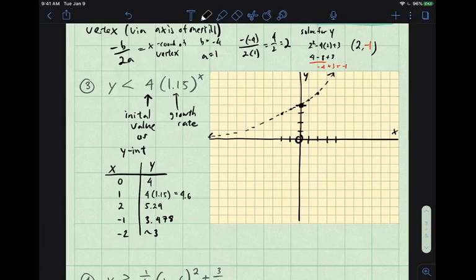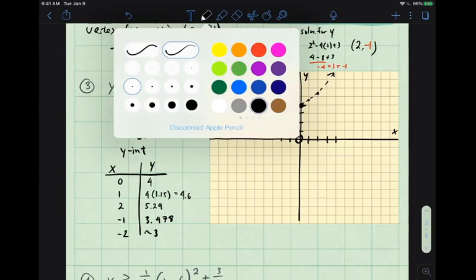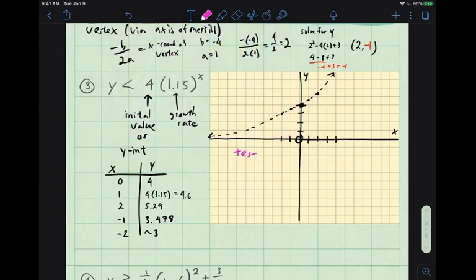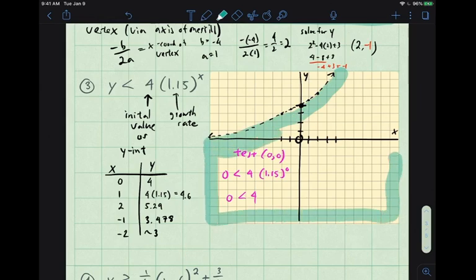And now we test a point. We're going to test out 0, 0. So is 0 less than 4 times 1.15 to the 0th power? Is 0 less than 4? Yes? So that means we shade the side that includes 0. So it's everything over here. Okay, this whole region.